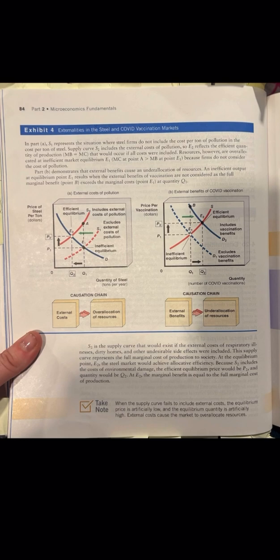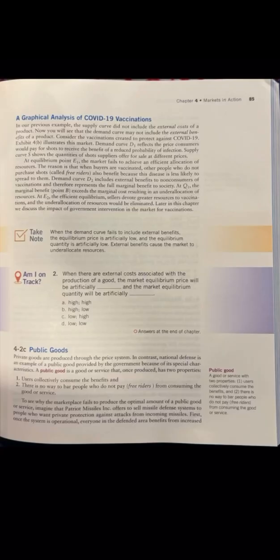At equilibrium point E2, the steel market would achieve allocative efficiency. Because S2 includes the cost of environmental damage, the efficient equilibrium price would be at P2, and the quantity would be at Q2. At E2, the marginal benefit is equal to the full marginal cost of production. Take note, when a supply curve fails to include external costs, the equilibrium price is artificially low, and the equilibrium quantity is artificially high. External costs cause the market to over-allocate resources.